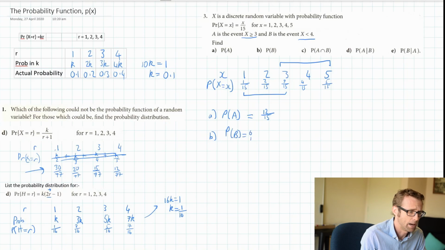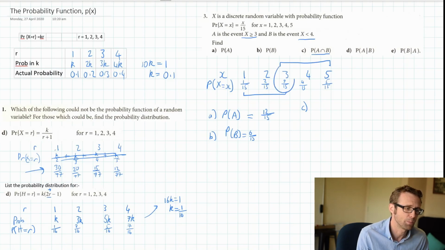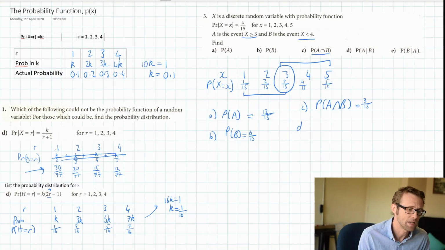Okay, now C. Probability of A intersection B. In other words, where is it both A and B? Well, less than 4 as well as greater than or equal to 3. So that intersection is this bit here. So P(A intersection B) is going to be 3/15.